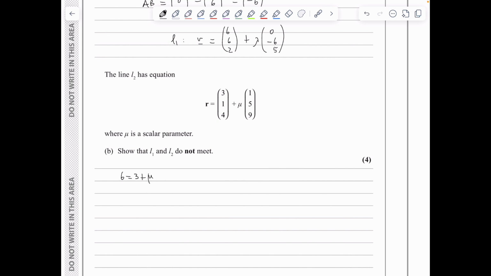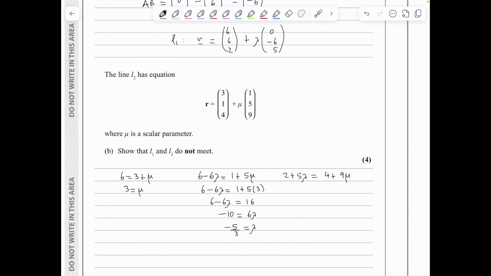If we equate the j components, we get 6 minus 6 lambda is equal to 1 plus 5 mu. And by equating the k components, we get that 2 plus 5 lambda is equal to 4 plus 9 mu. Now it's easy to see that from the first equation we don't have lambda appearing, so we can easily conclude that mu is equal to 3, and I can proceed into the second equation to find the value of lambda. So this means that we've got 6 minus 6 lambda is equal to 1 plus 5 times 3. This leads to 6 minus 6 lambda being equal to 16, and therefore minus 10 is equal to 6 lambda, which means that lambda is minus 5 over 3.